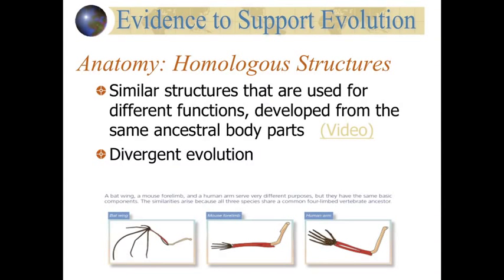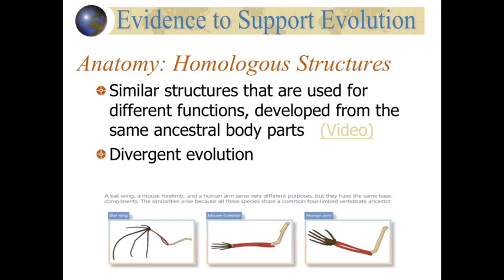So moving along to our next example of evidence, I'm trying to go through this a little bit quickly because we've got lots of videos to watch. We're going to look at what are called homologous structures. Homologous, you should remember, homologous chromosomes are chromosomes that are the same size and shape and have similar genes, right? Homologous structures are similar structures that are used for different functions in different organisms. And homologous structures generally are seen as being developed from the same ancestral body parts. This results from divergent evolution.